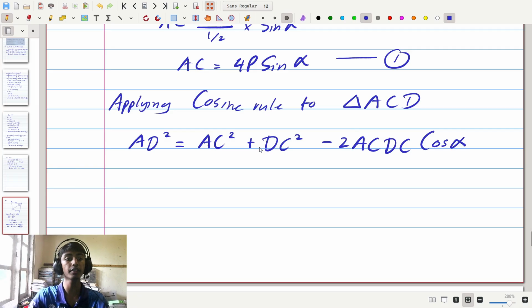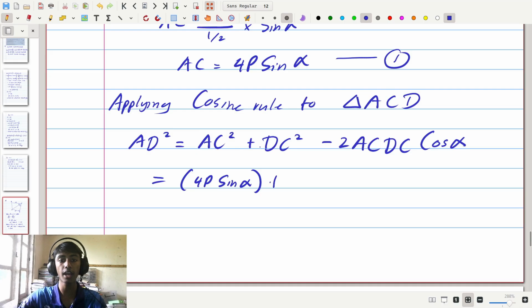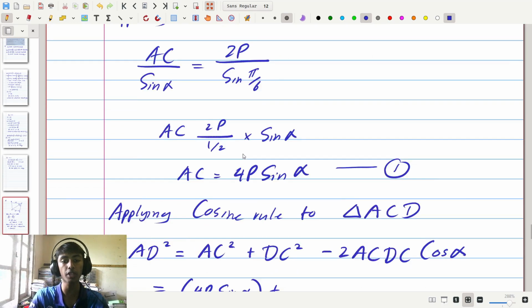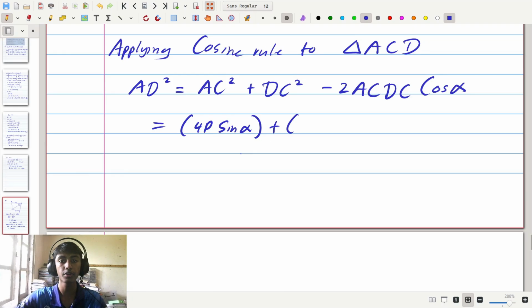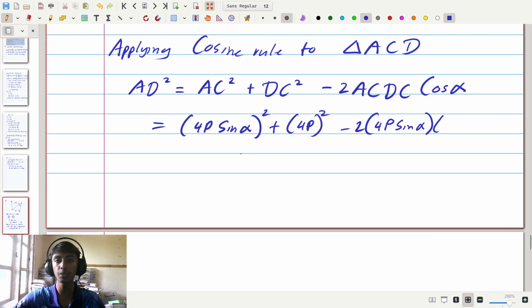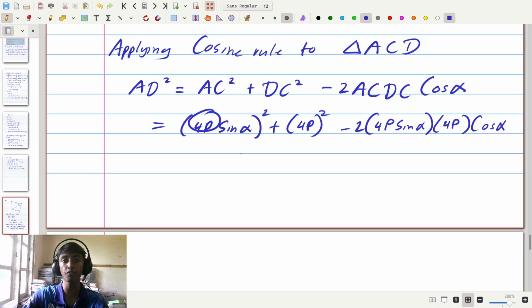So now, simplifying this, we can substitute in AC as being equal to 4p sine of alpha, and DC, as we know, is equal to 4p, so we can directly substitute that in. So we can write 4p squared sine squared alpha minus 2 times AC, which is 4p sine alpha, times DC, which is 4p, times the cosine of alpha. And we can see here inside of this we have 4p squared, in here we have 4p squared, and here also we have 4p times 4p, which can be taken out as 16p squared.